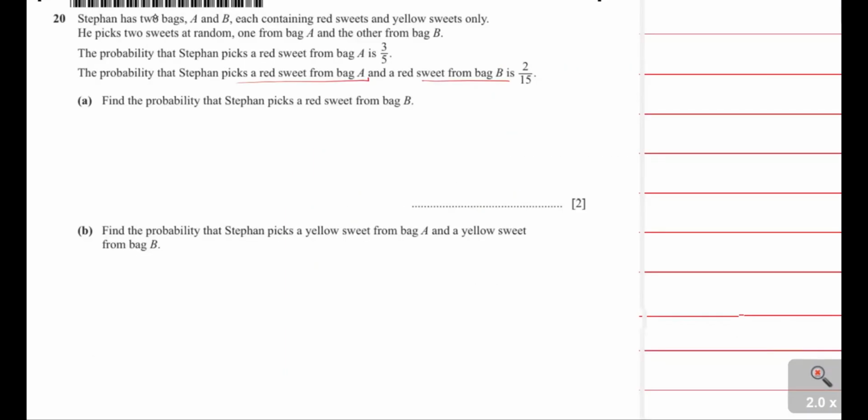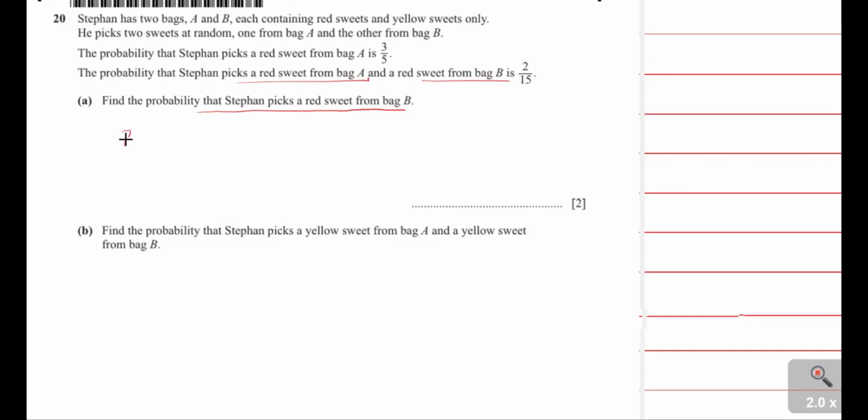Question 20. Stephen has two bags, bag A and B, containing red and yellow sweets. He picks two sweets at random, one from bag A, the other from bag B. The probability that Stephen picks a red sweet from bag A is 3/5. The probability that Stephen picks a red sweet from bag A and a red sweet from bag B is 2/15. Find the probability of a red sweet from bag B.